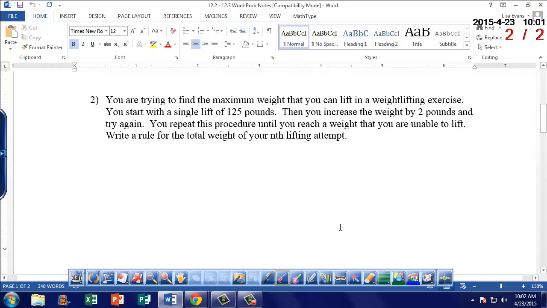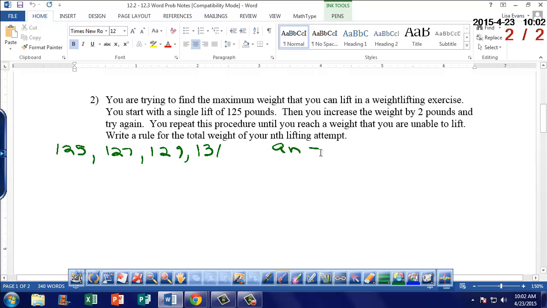Okay, next problem. You are trying to find the maximum weight that you can lift in a weightlifting exercise. You start with a single lift of 125 pounds. Then you increase the weight by 2 pounds and try again. You repeat this until you reach a weight you are unable to lift. Write a rule for the total weight of your nth lifting attempt. So again, we're just writing a rule. Go ahead and write down the arithmetic sequence.